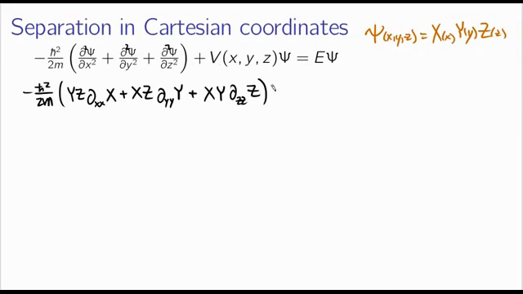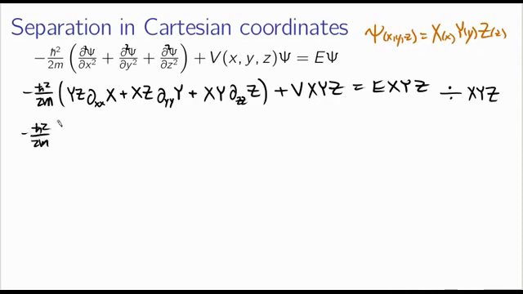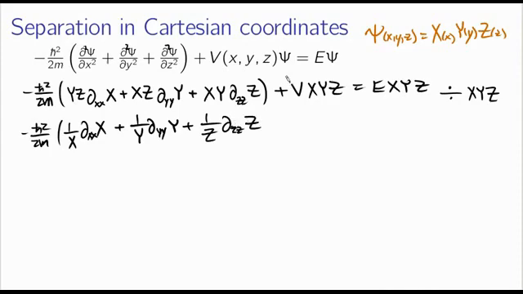The rest of my expression here is relatively straightforward. V and then x, y, and z untouched equals E, x, y, and z untouched. I can ensure that these are actually separated if I simplify, and the easiest simplification step is to divide through by your wave function, divide through by x, y, and z altogether. That will cancel out the x, y, and z's here, and it will cancel out the y and z parts with the x, and the x and z parts with the y, and the x and y parts with the z. What you end up with then is minus h bar squared over 2m, 1 over x, partial derivative with respect to x of the x part, plus 1 over y, partial derivative with respect to y of the y part, plus 1 over z, partial derivative with respect to z of the z part, plus V equals E.